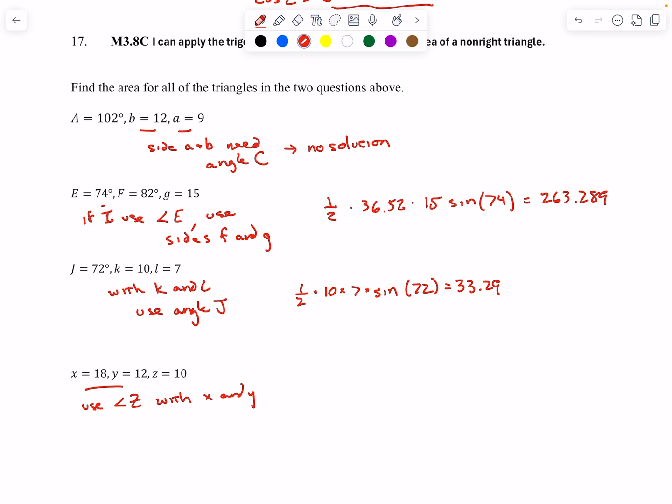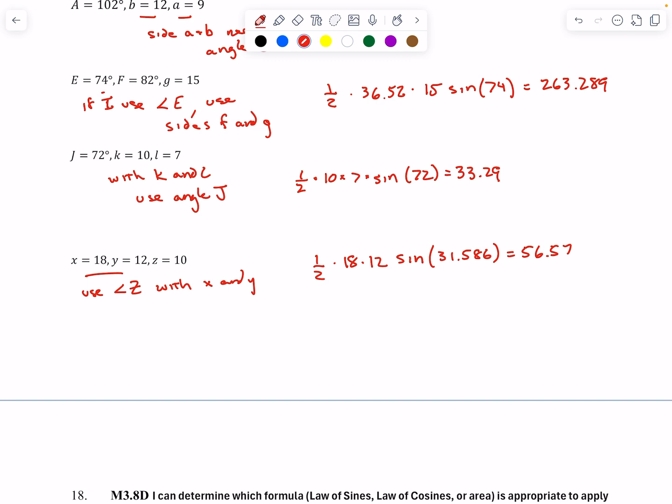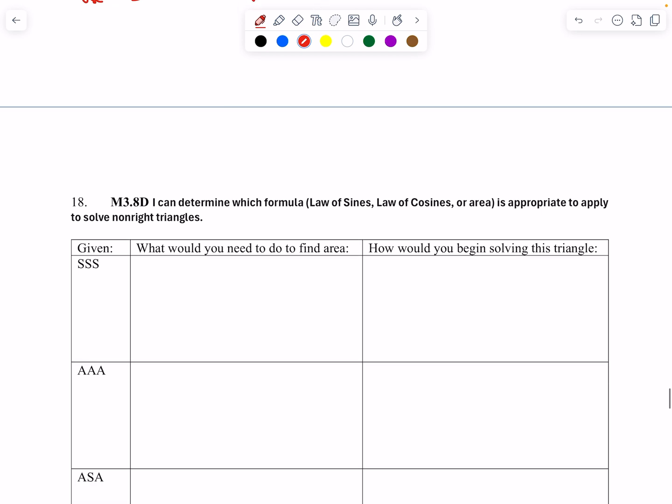Okay, pick 2 sides and the third angle. Again, if you round off a little, it'll be off a little. I don't care, frankly. Okay, side, side, side. You do law of cosines.